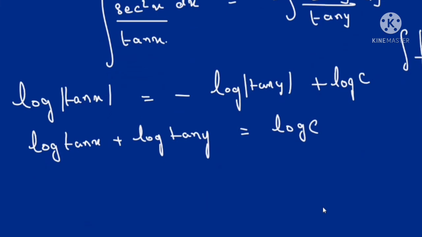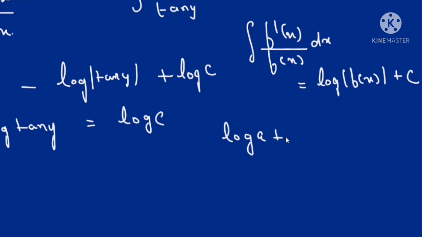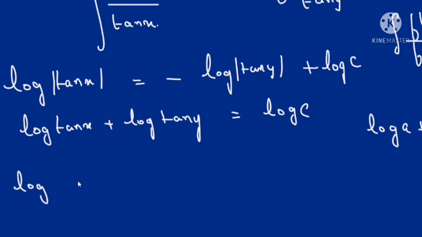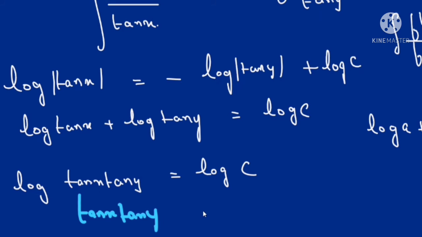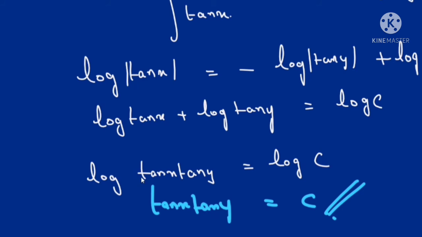Now use the product rule here. Log a plus log b, what is log a plus log b? Log ab. So this will become log tan x tan y is equal to log c. So you can remove the log from both sides. So you get tan x tan y is equal to c. That's the answer, that's the solution. When it is log only, there is a problem with the modulus.